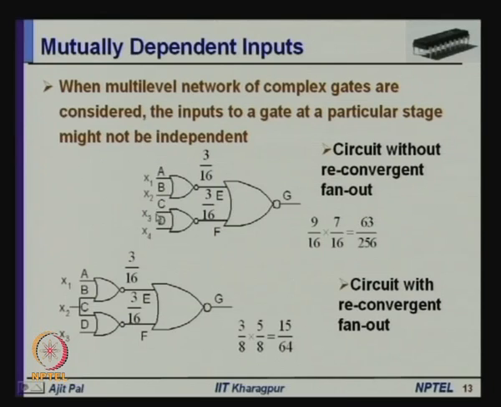But suppose these two are tied together, then what will happen? The outputs of these two are no longer independent. Here these two are independent inputs, but here these two are not independent, and as a consequence the probability of transitions will be 3 by 5 into 5 by 8, and the switching activity becomes more, 15 by 64.